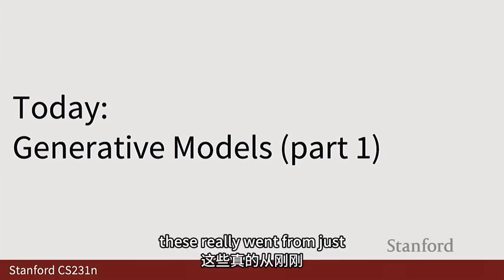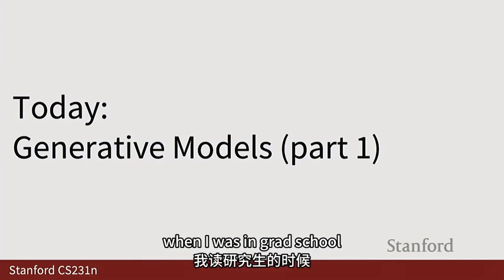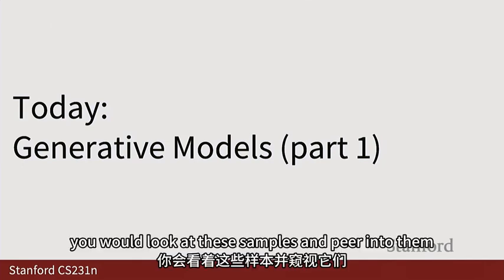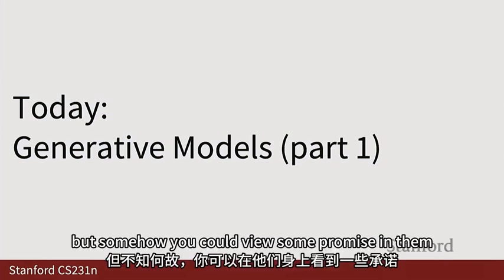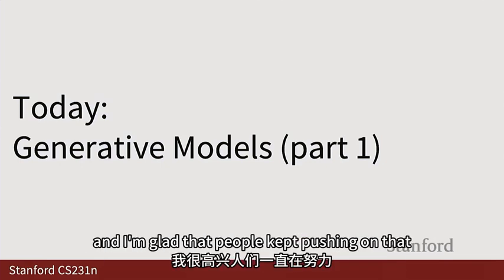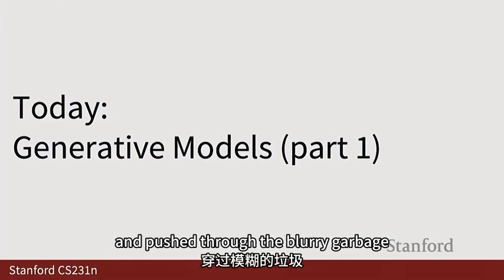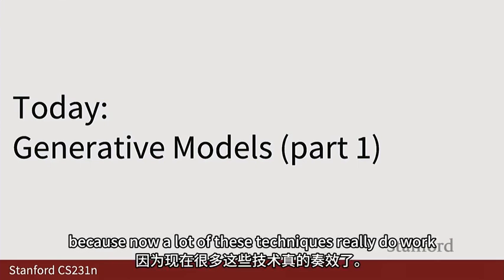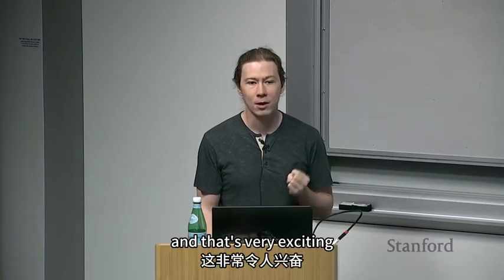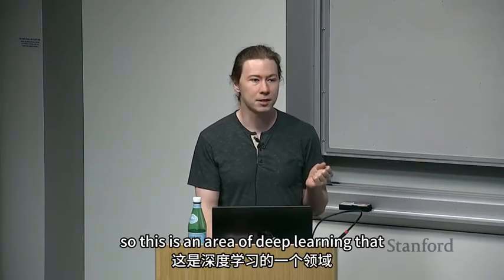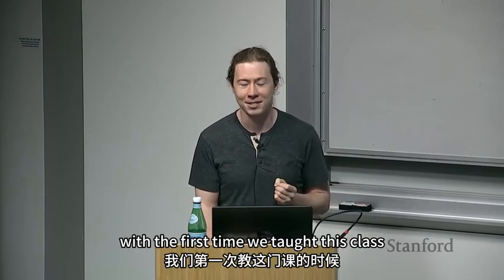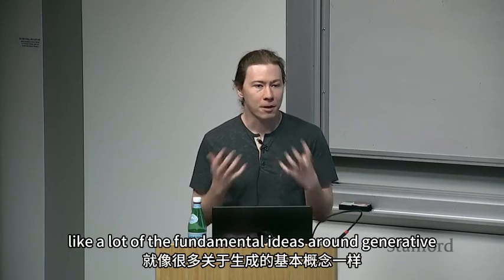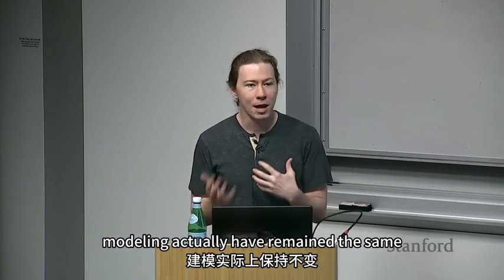These really went from just absolutely not working at all when I was in grad school. You would look at these samples and peer into them and they just looked like low resolution, completely blurry garbage, but somehow you could see some promise in them. And I'm glad that people kept pushing on that and pushed through the blurry garbage and scaled it up over the past decade, because now a lot of these techniques really do work. And that's very exciting. So this is an area of deep learning that basically didn't work at all the first time we taught this class, and that's really cool that it now does. But that said, a lot of the fundamental ideas around generative modeling actually have remained the same.